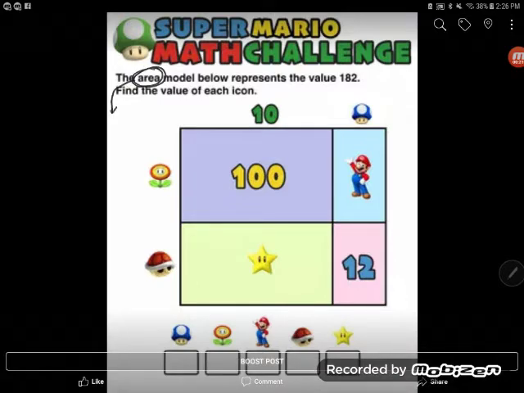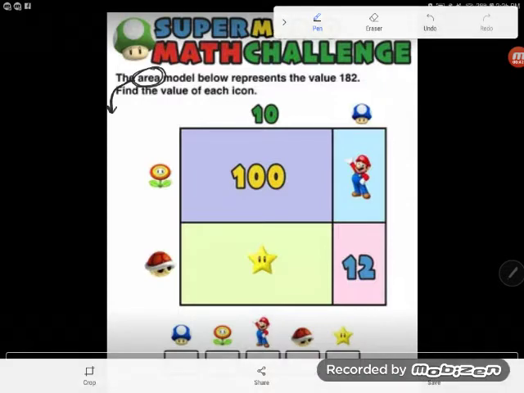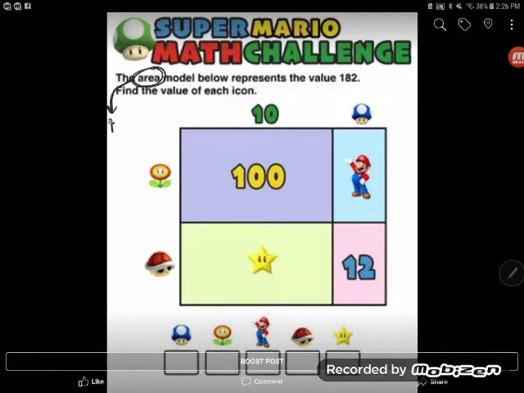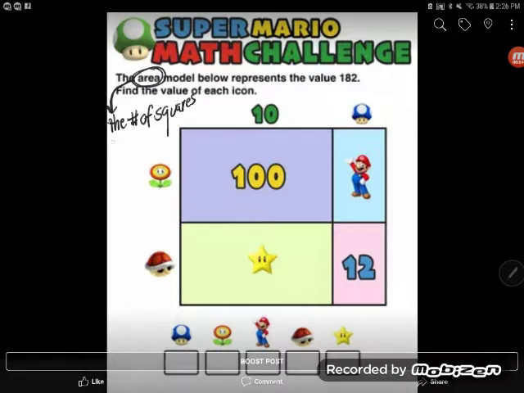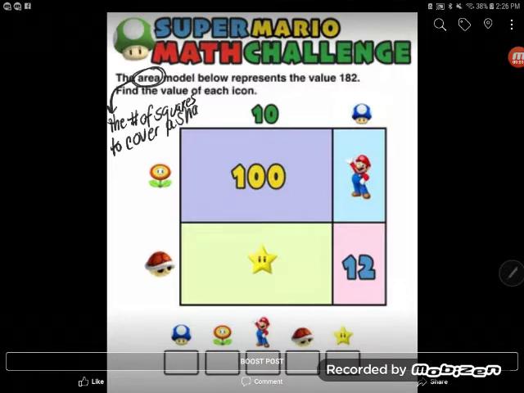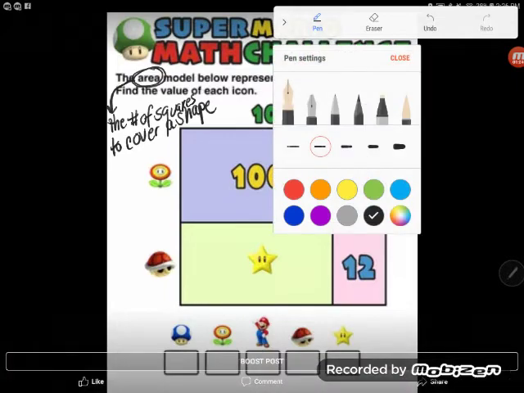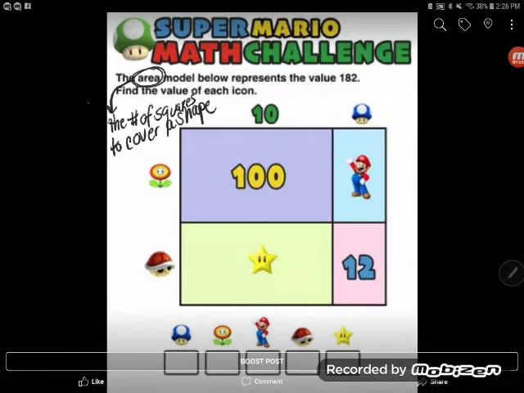Area is a geometry concept that comes up on the GED. And the idea of area is the number of boxes, or the number of squares, that's a better way to put it, it would take to cover a shape. The number of squares it would take to cover a shape. Before I hit my Super Mario challenge, I just want to show you what I mean. So let's take out a different color.